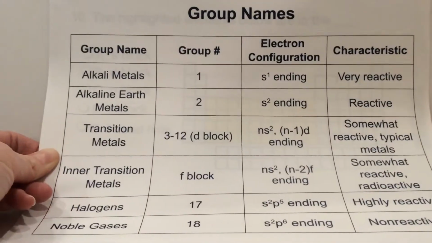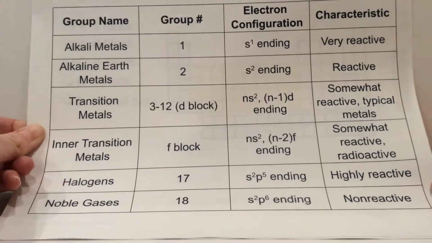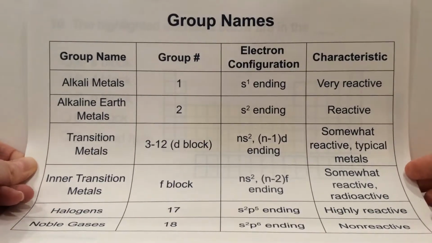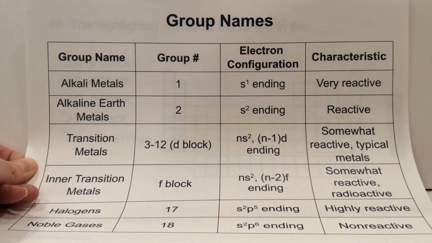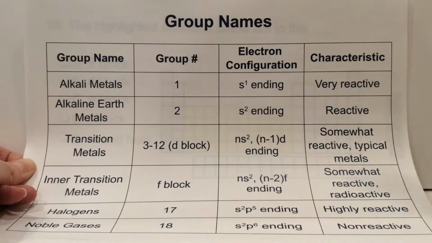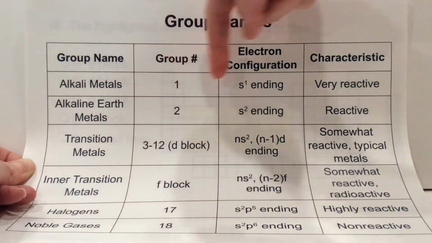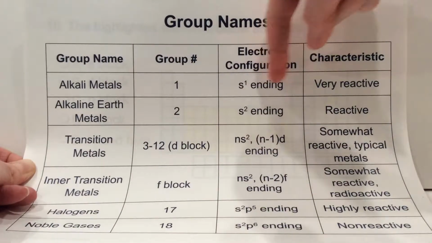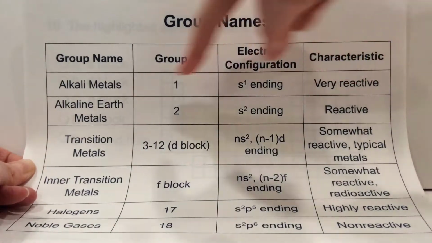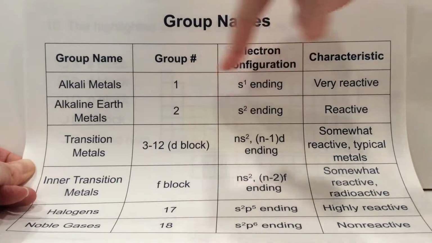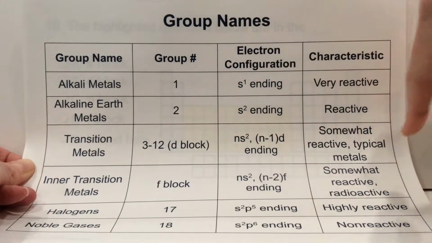Okay, so we have a chart here. Let's go through it quickly. You have a copy of this. Some of it is filled in. The rest you'll have to fill in. So the alkali metals are in group 1. They'll have an S1 ending. They are very reactive. Alkaline earth metals, group 2, S2 ending, reactive.